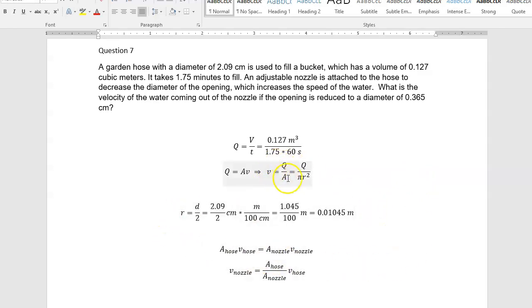We know the area of the hose. That's pi r of the hose squared. The radius of the nozzle, again, you're given diameter, so you have to divide this by 2 and then by 100 to get to meters, and use pi r squared, the area of a circle, to get to the area of the nozzle. And once you have the area of the hose divided by the area of the nozzle times the velocity of the hose, you've got the velocity in the nozzle. And that's it for problem 7.